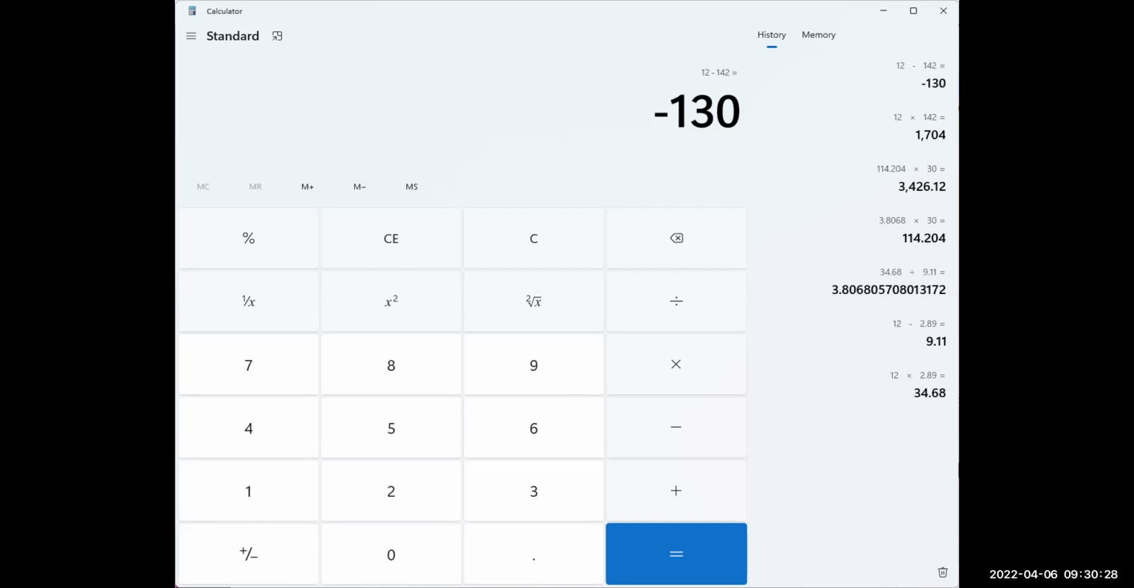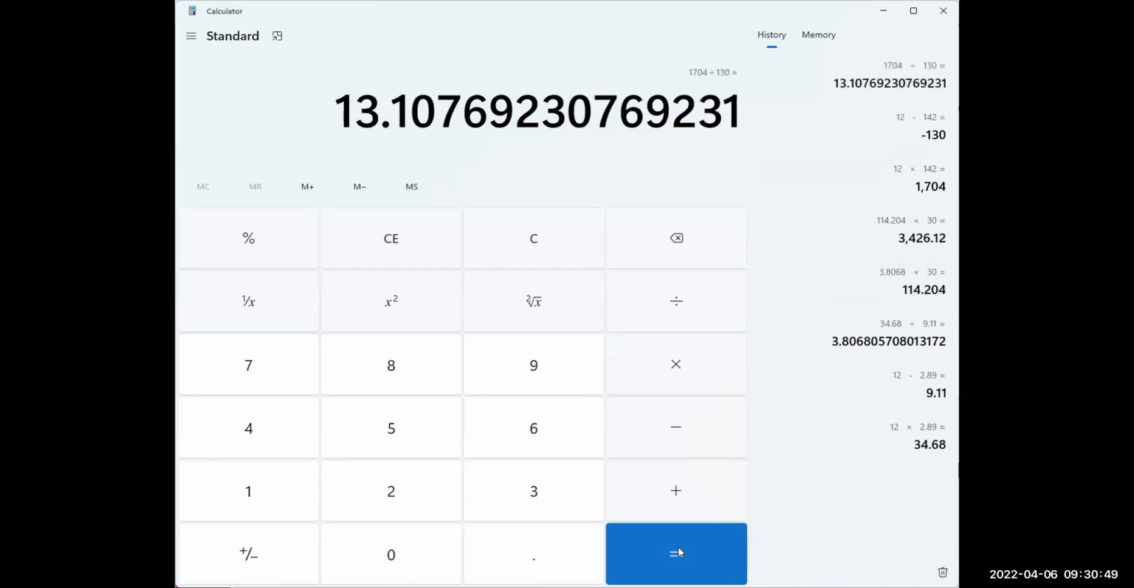Now, I'm going to divide the two, but without the minus sign. So I'm going to divide 1,704 divided by 130. I'm not writing the sign anymore. And now the answer is 13.10769. I'm going to stop there, okay?